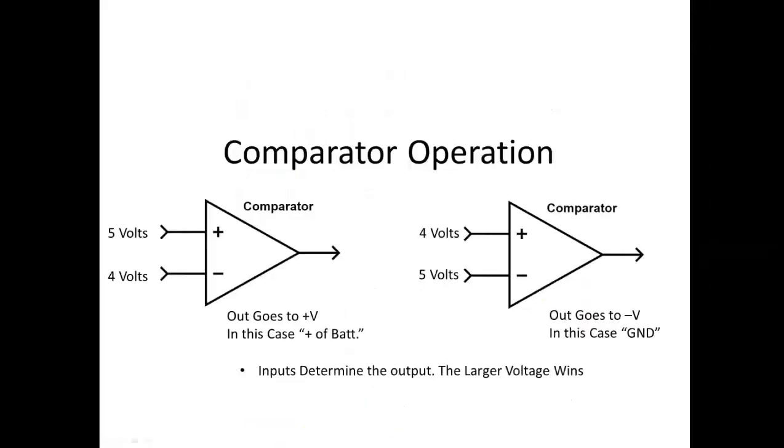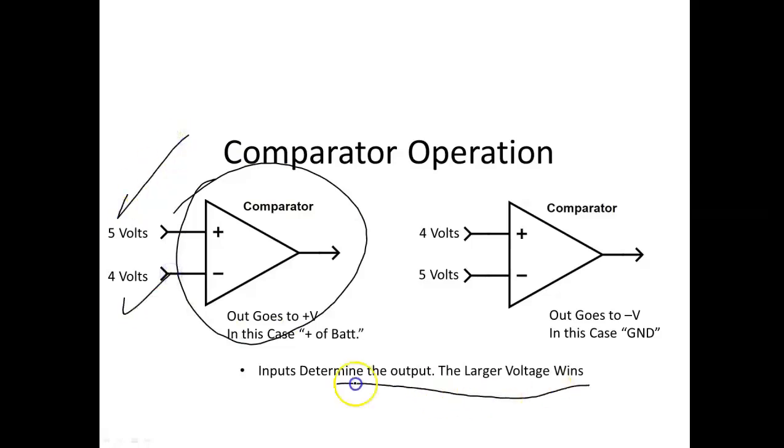All right, here we're going to demonstrate comparator operations. If you look at this one here, I've got 5 volts and 4 volts, and right down here I tell you, inputs determine the output. The larger voltage wins. So I've got 5 volts on my plus terminal right there, and 4 volts on the negative terminal of this comparator. And the larger voltage wins.